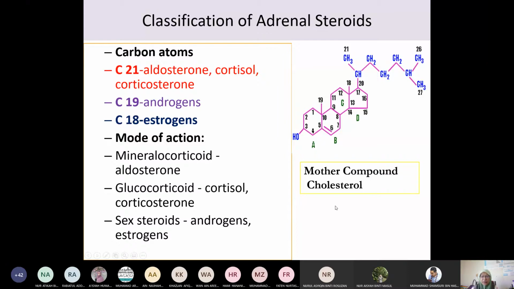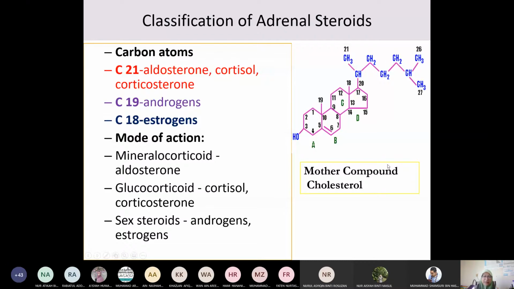Of course, the mother compound is cholesterol. You can see there are four rings, ABCD, attached to a long carbon chain. There are altogether 27 carbons in the cholesterol structure. You have already known cholesterol synthesis since your first year, right? Here the carbon number 3 is attached to a hydroxy group. So this is the mother compound.